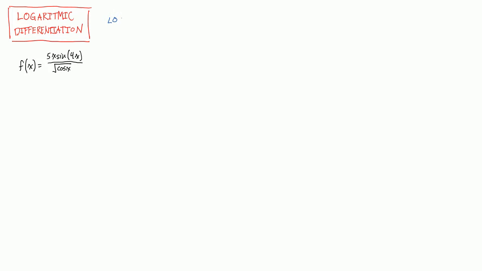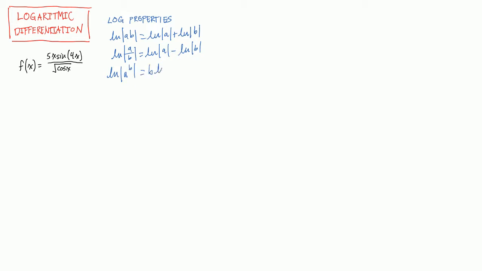So, in case you've forgotten, we can review the log properties. If we have the natural log of a times b, that's the same thing as the natural log of a plus the natural log of b. And the same thing for division, a over b is going to be the natural log of a minus the natural log of b. And then there's one more. The natural log of a to the b power is going to be b times the natural log of a.